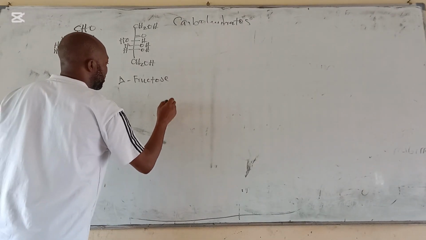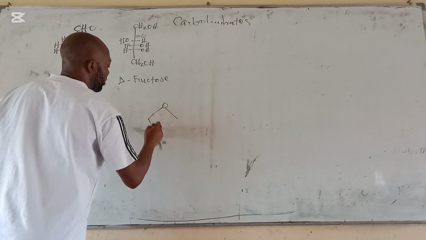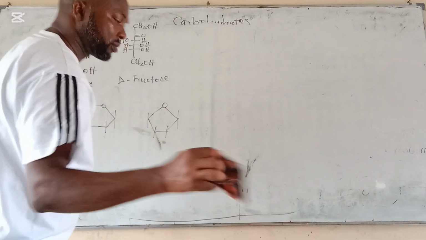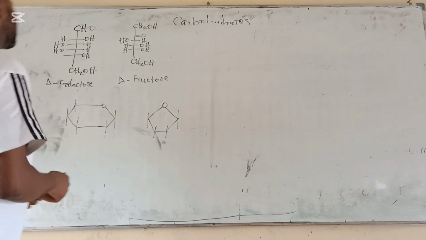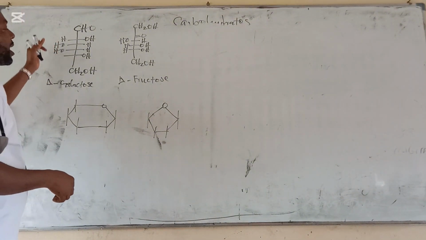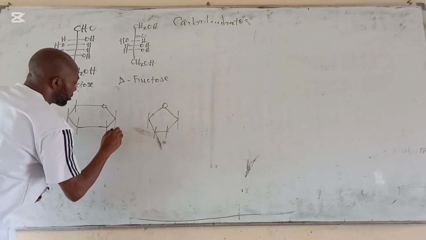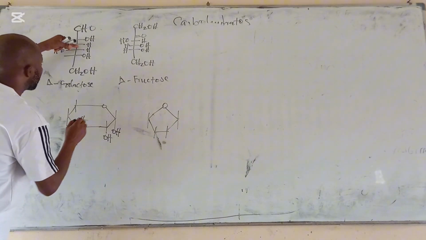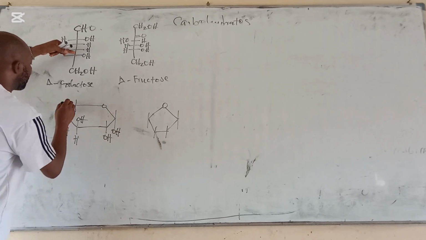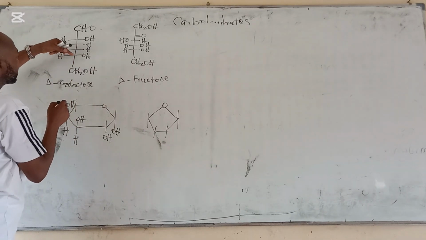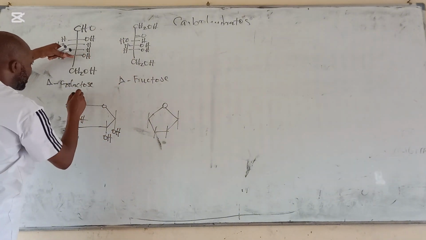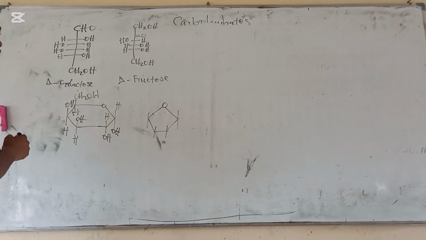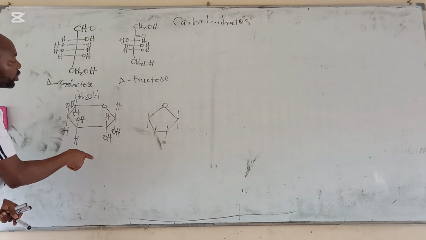And this one will be, I want it to be alpha, which means OH will be down. The second OH is down. The third hydrogen is down, OH is up. The fourth hydrogen is down, OH is up. And this last one here will form the ring, and this will give me my CH2OH, and this is my hydrogen. So I put my hydrogen all through. So this becomes D alpha D galactopyranose.